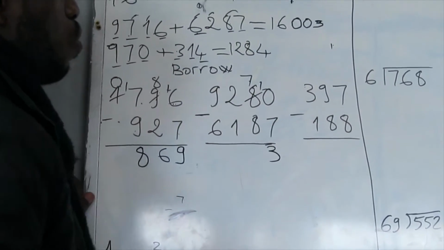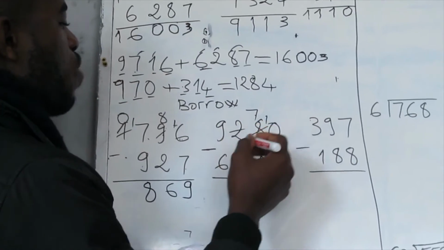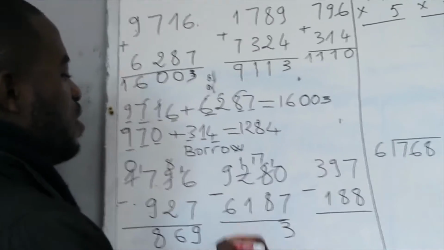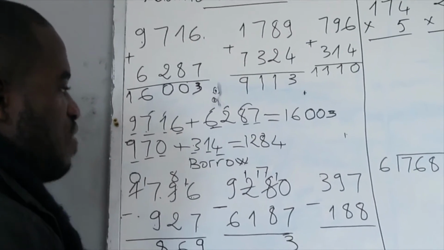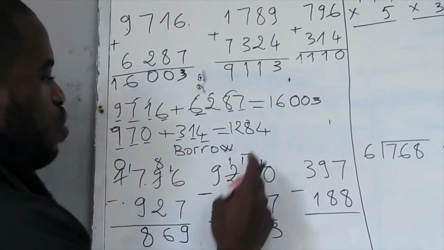Now we go to the next one. 7 minus 8. Look, it's the same thing. 7 is less than 8. We must borrow. We borrow from this neighbor. We are left with 1 here. So here, 17 minus 8. 17 minus 8 equal to 9. Then we finish with this line.